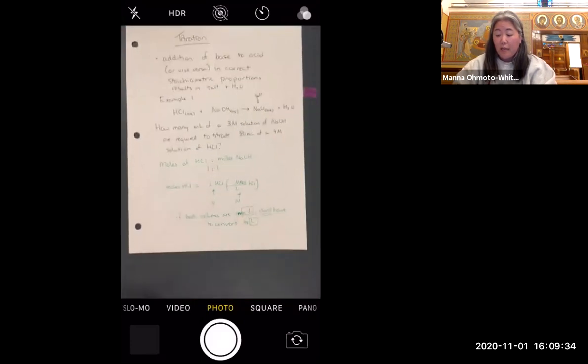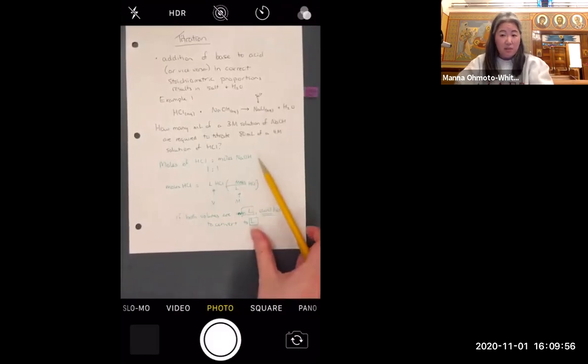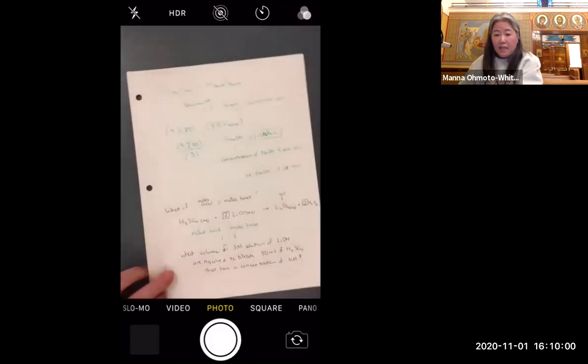So if I'm looking at how many moles of hydrochloric acid I have or will need, then I have to multiply my volume times my molarity, right? My volume in liters times my molarity in moles per liter. Here's a trick though. If both volumes are in milliliters, you don't have to convert to liters. You can just keep them as milliliters because the proportion stays the same. So I can actually put it this way.